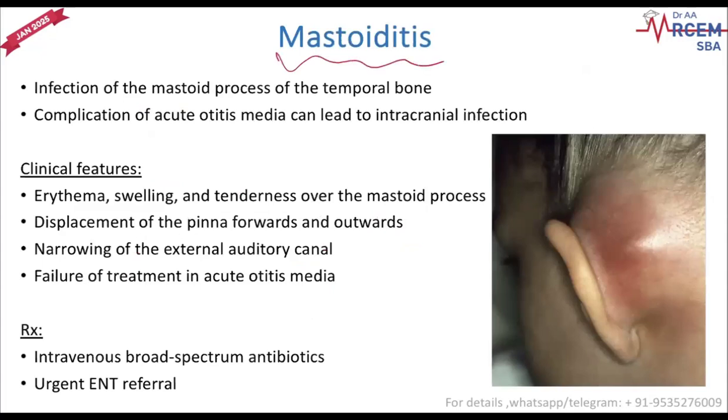Mastoiditis. Mastoiditis is basically when the mastoid process of the temporal bone gets infected. It is one of the complications of middle ear infection that you need to be aware of. How do they present?